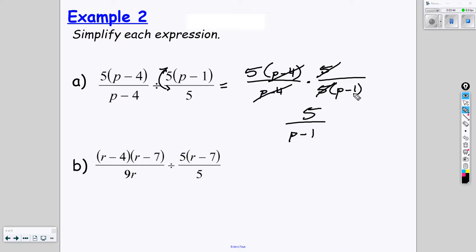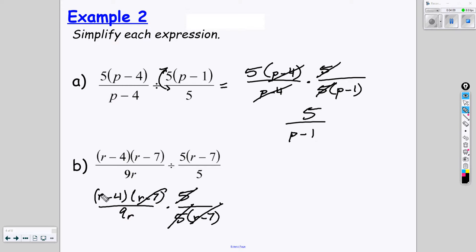If we take a look at part B, let's do the same thing. I'm going to rewrite it first. Multiplying by the reciprocal, that would be 5 on 5 times the quantity r minus 7. Now let's cancel out some common factors: r minus 7 and r minus 7, 5 and 5. And now r minus 4 on 9r would be its simplified form. Remember, we can't cancel out those r's. To get rid of an r minus 4 in the numerator, it would take an r minus 4 in the denominator.